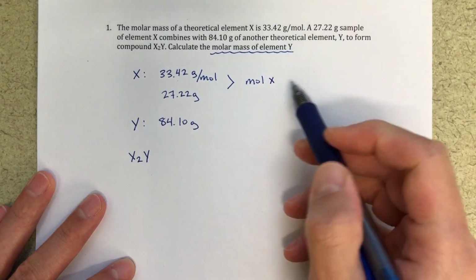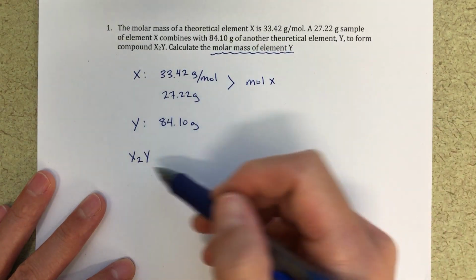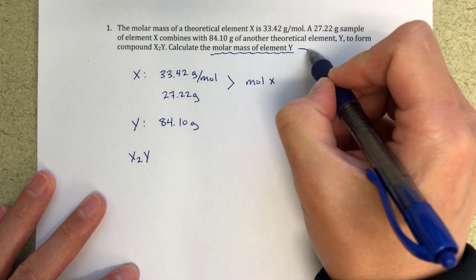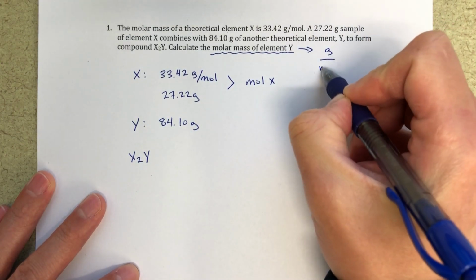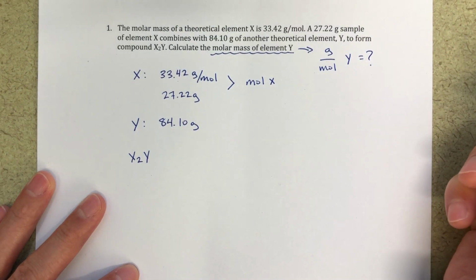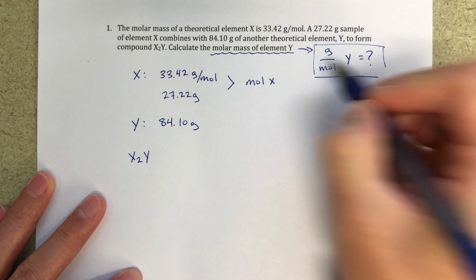So finally, right, I haven't even got to the question yet. I've still organized my information until I get to calculate the molar mass of element Y. And then I'm going to rewrite that. Grams per mole of element Y equals question mark. This is what we are looking for.